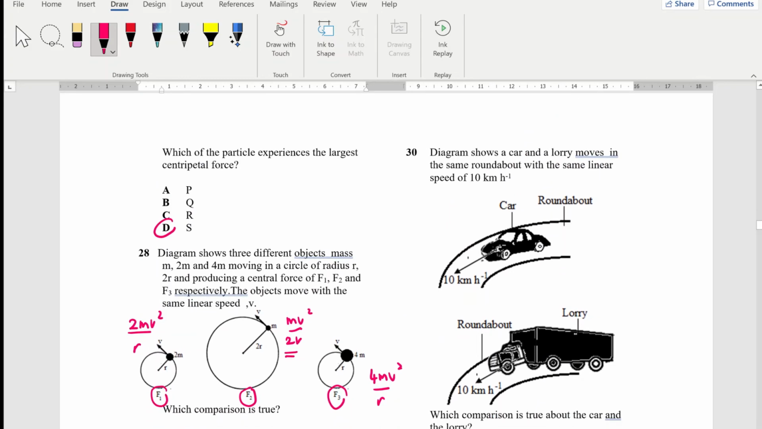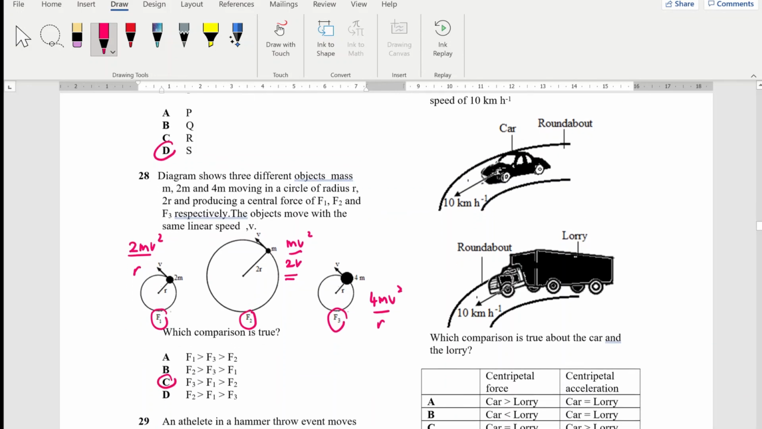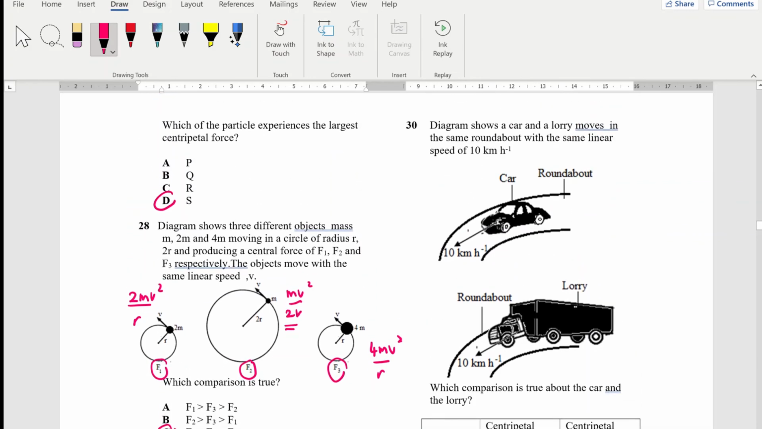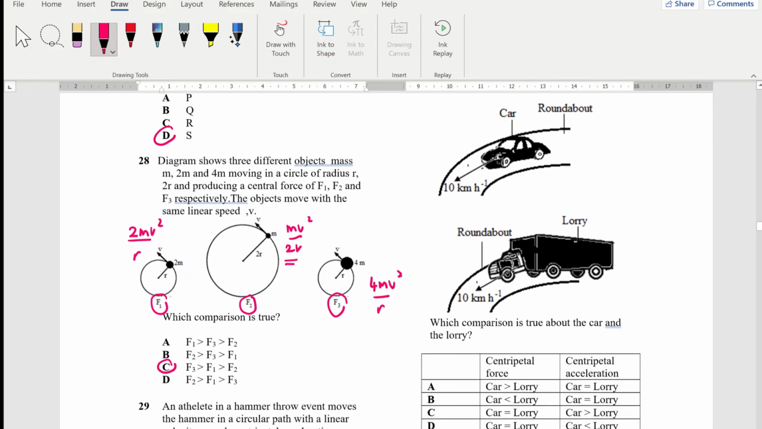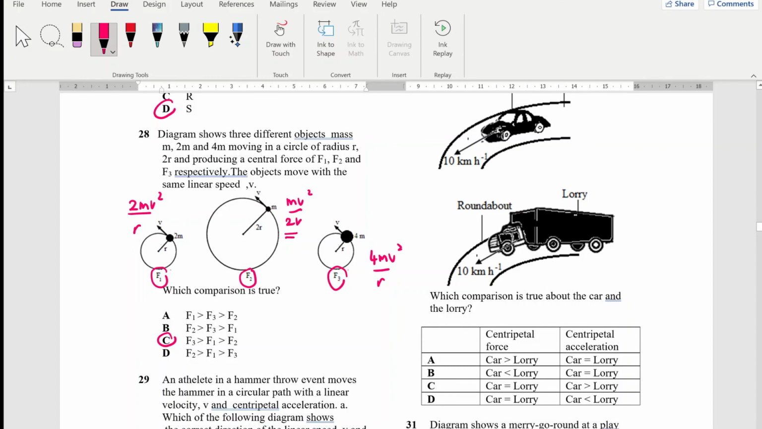30. Diagram shows a car and a lorry moves in the same roundabout with the same linear speed of 10 km per hour. Which comparison is true about the car and the lorry? Okay, so kita tengok mass of the speed dia sama. Melainkan yang akan effect dia orang ialah dia punya mass. So, centripetal force dia, of course lah, lori akan jadi lagi besar daripada car. So, jawapan dia B.